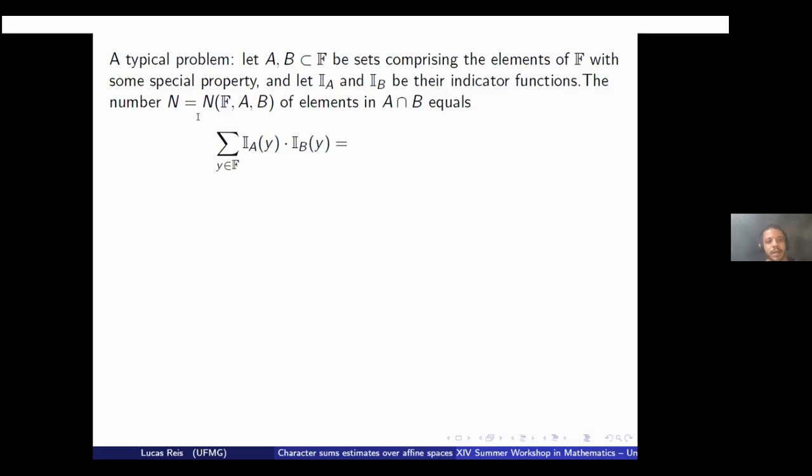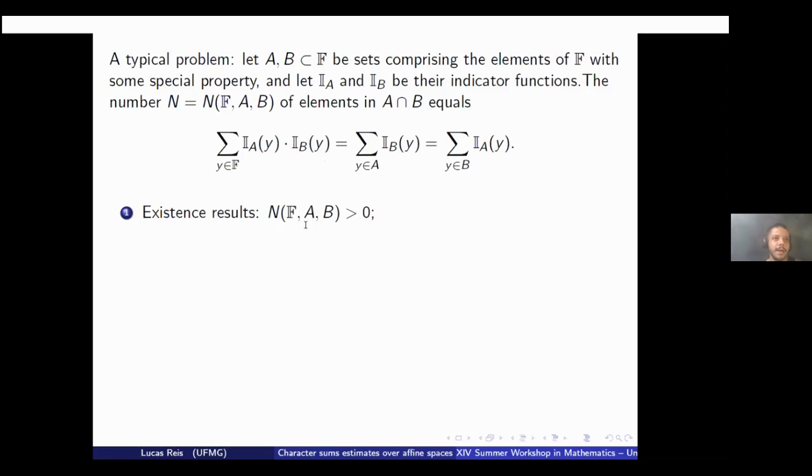And so essentially, we try to compute the number of elements in the intersection, right? So by means of indicator functions, the number of elements in A cap B will be this sum, and can also be written as this sum or that sum, right? So there are two main kinds of results. We have existence results. So if you want to prove that A cap B is non-empty, we just need to prove that this sum is positive, right? Because this is always an integer, actually always a non-negative integer. So it's sufficient to prove that it's greater than 0.